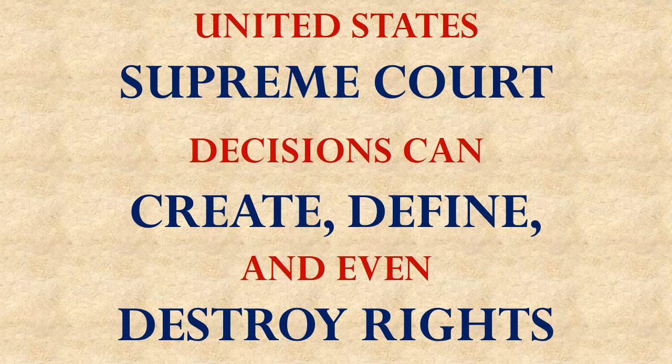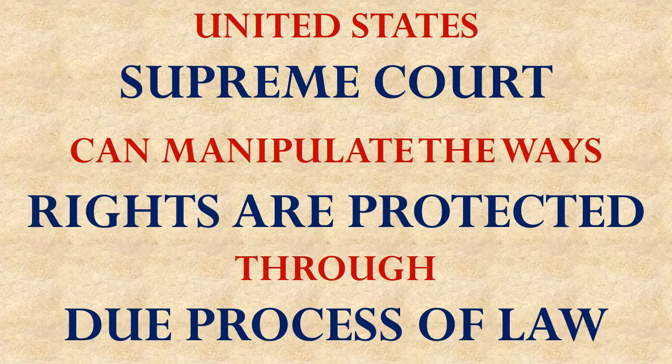In the previous couple of lessons, we've been talking about how the United States Supreme Court can use its power of interpretation to effectively create, define, or even destroy people's rights. In this lesson, we'll be discussing how they can use that power to manipulate also the way our rights are protected, in the way that they interpret the concept of due process of law.